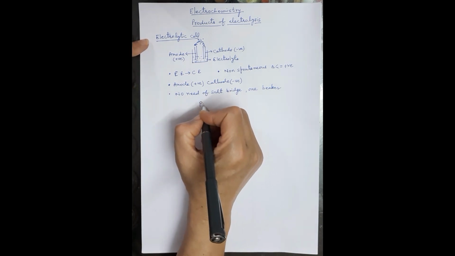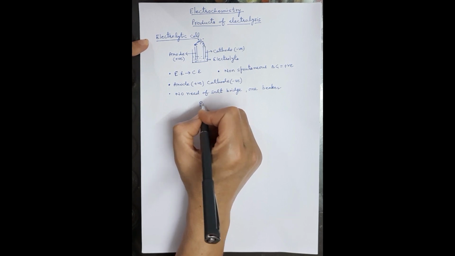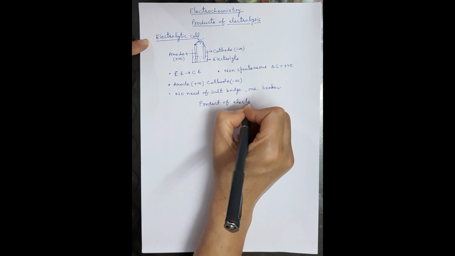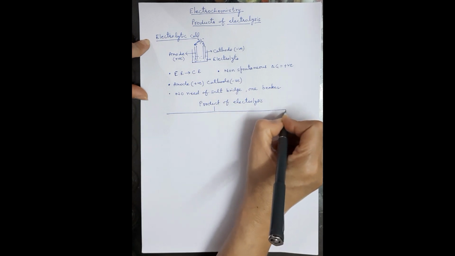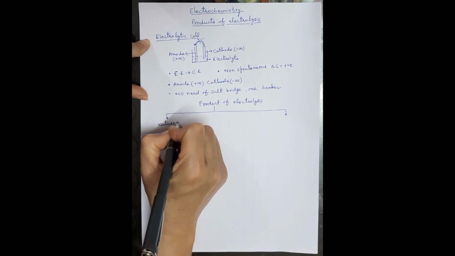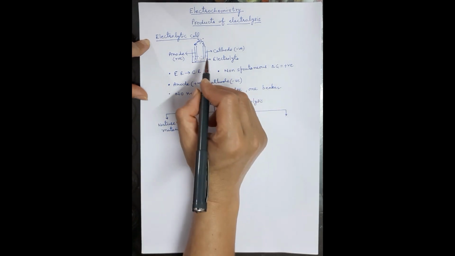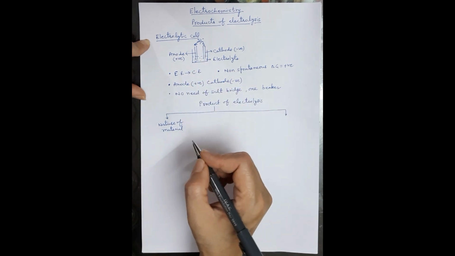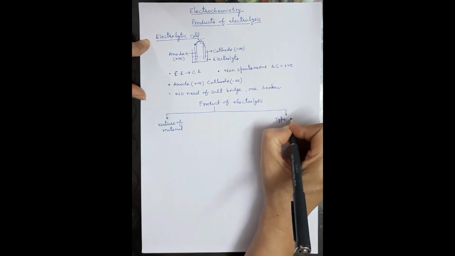Before starting with the examples, you should know that the products of electrolysis depend on two factors. One is the nature of the material. Nature of material means what kind of electrolyte you are taking. So that varies with the change in the electrolyte. And another factor is the type of electrode.